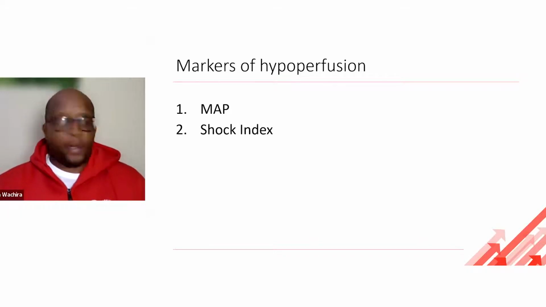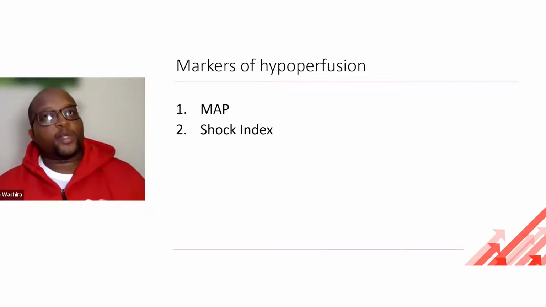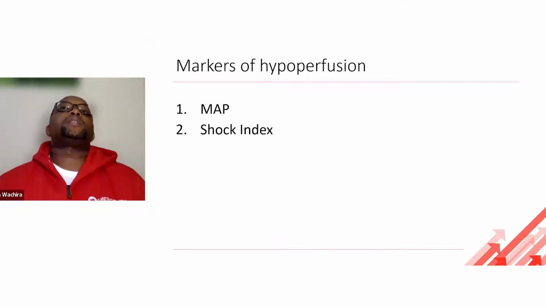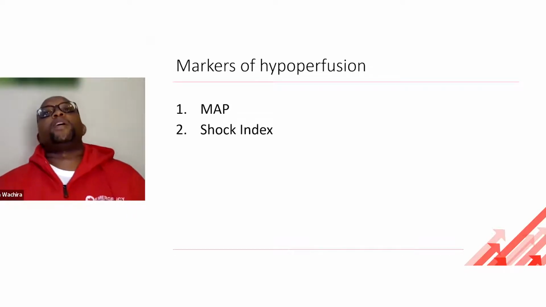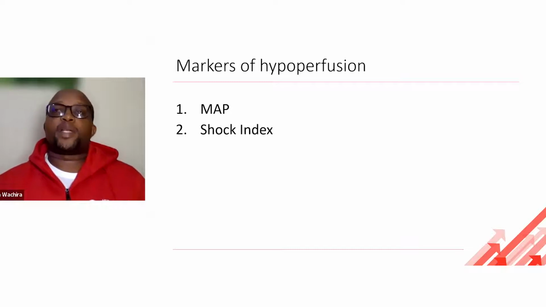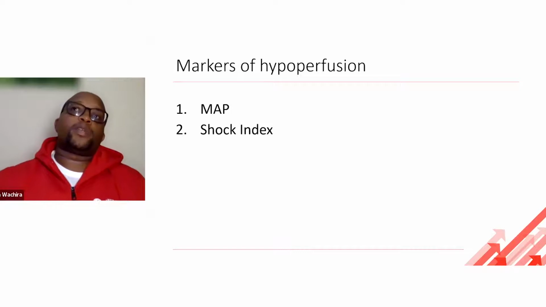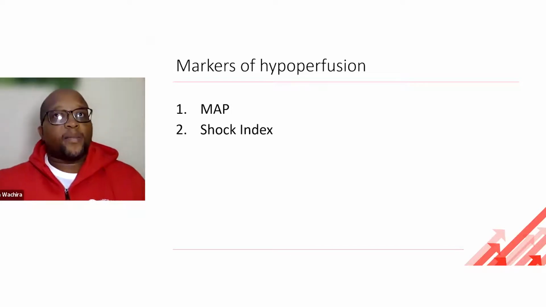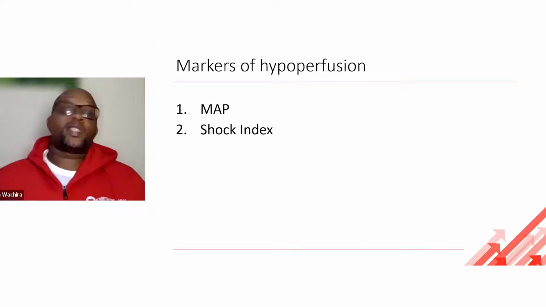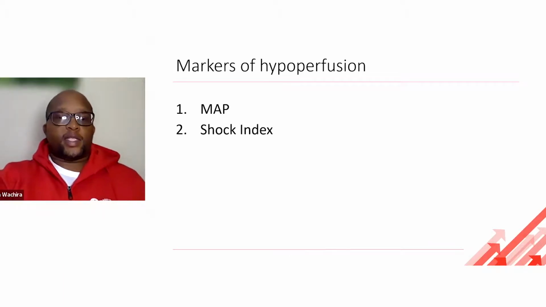So note, blood pressure is not a marker of poor perfusion. Blood pressure is just a composite of your cardiac output, stroke volume, and systemic vascular resistance. It doesn't tell you about perfusion. What you're worried about is, is your patient perfusing? Is your patient perfusing with oxygen? Is your patient using the oxygen that is getting to them?